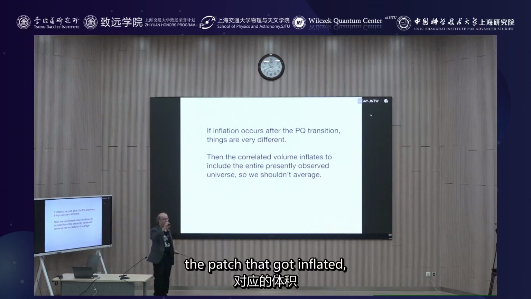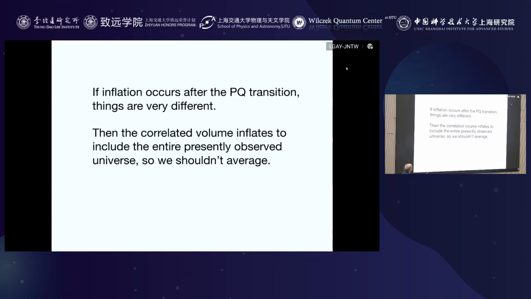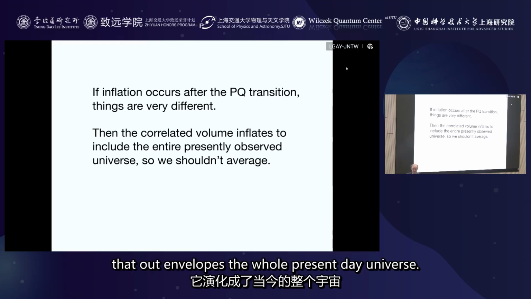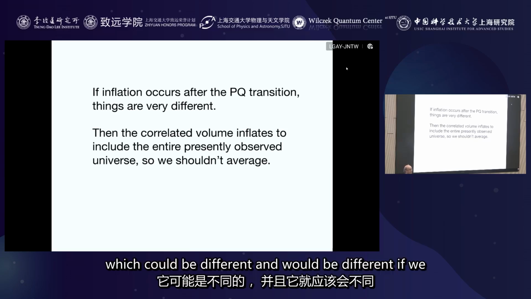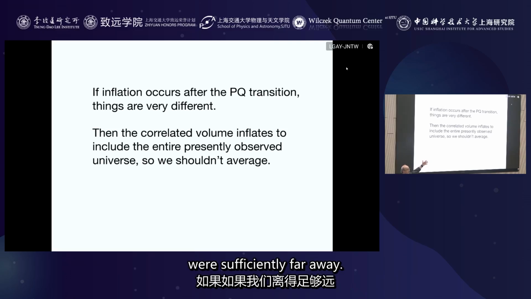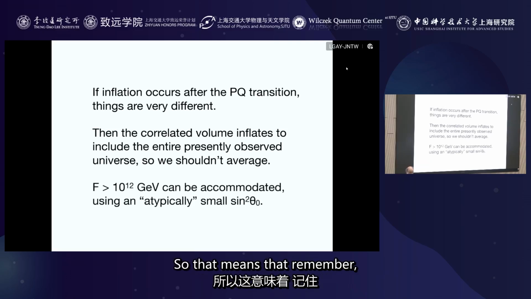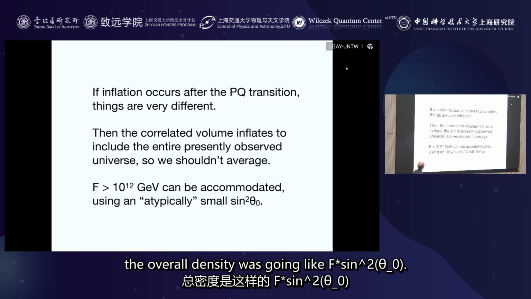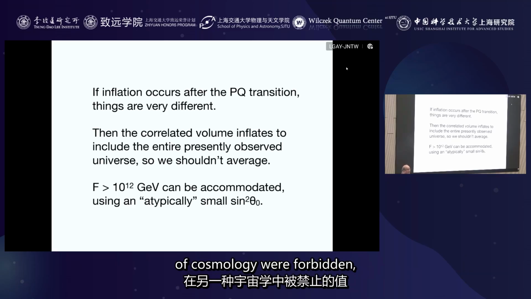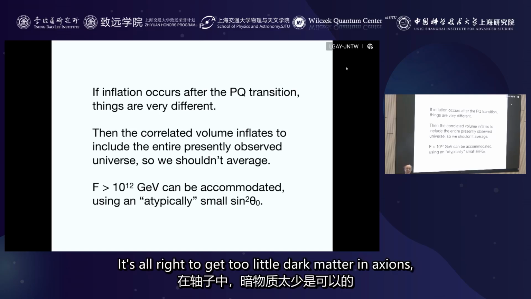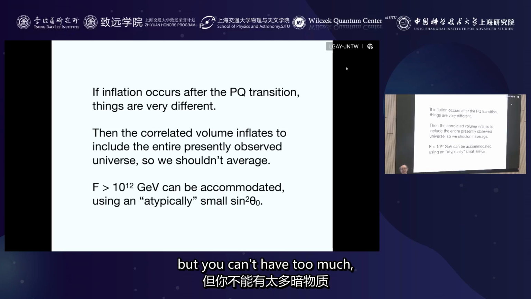So the correlated volume, the patch that got inflated, has just one value of theta 0, and that now envelops the whole present-day universe. So we don't average. We should just take one value of theta 0, which could be different, and would be different if we were sufficiently far away. So that means that, remember, the overall density was going like f times sine squared theta 0. It means that we can now use values that in the other kind of cosmology were forbidden because you got too much dark matter. It's all right to get too little dark matter in axions, but you can't have too much.